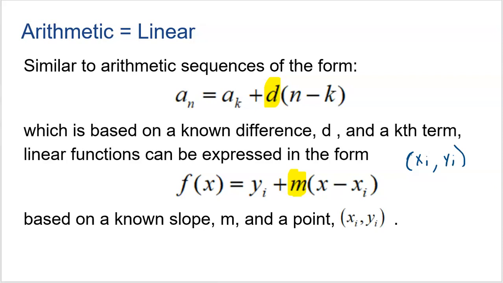Well, it's the same thing here, right? d and m are the constant rate of change, and k and a sub k, that's just a point. That's my input k, and the output is that kth term. So what I'm trying to explain to you right now is basically building an arithmetic sequence formula is no different than building a linear formula. I mean, pretty cool, right?